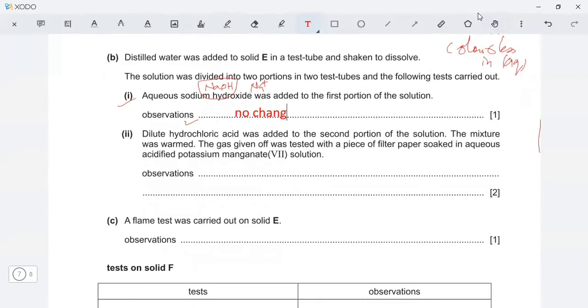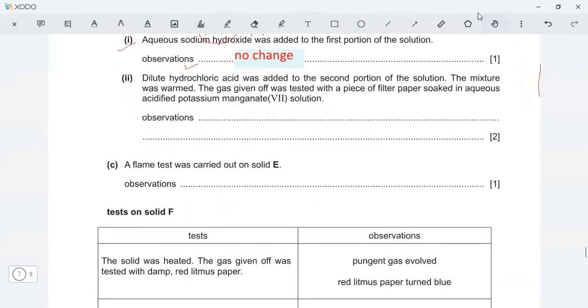What is the next one? Dilute hydrochloric acid was added to the second portion of solution. The mixture was warmed. The gas given off was tested with a piece of filter paper soaked in aqueous acidified potassium manganate solution. So look at it here clearly.